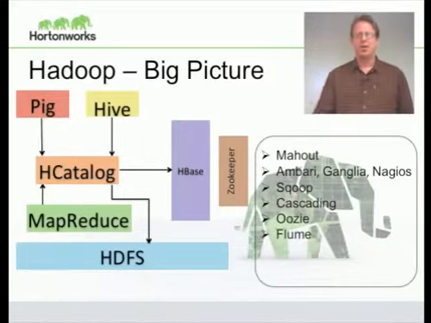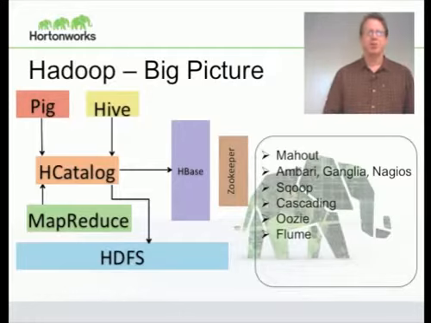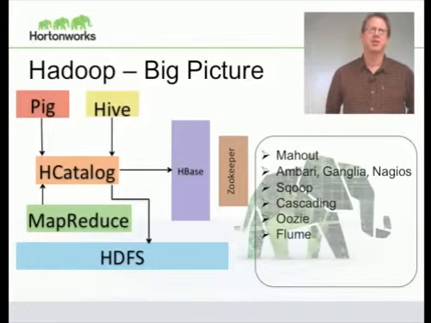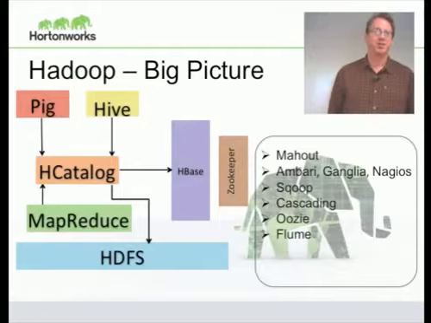Flume is for streaming inputs into Hadoop. So if you have servers that are generating data continually, you can use Flume to get that data loaded into HDFS, where then it can be processed using MapReduce, Pig, or Hive.